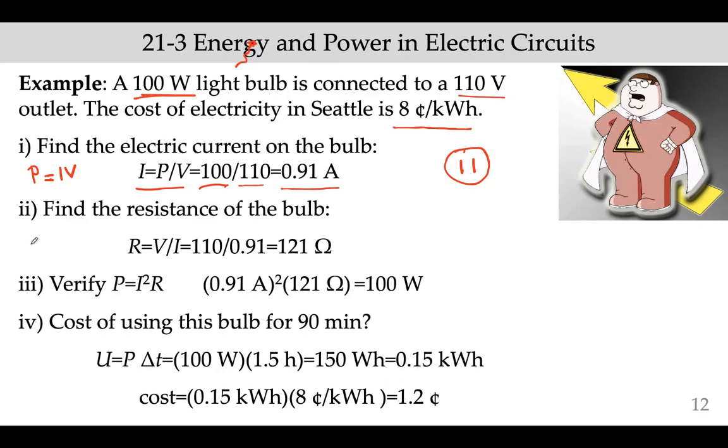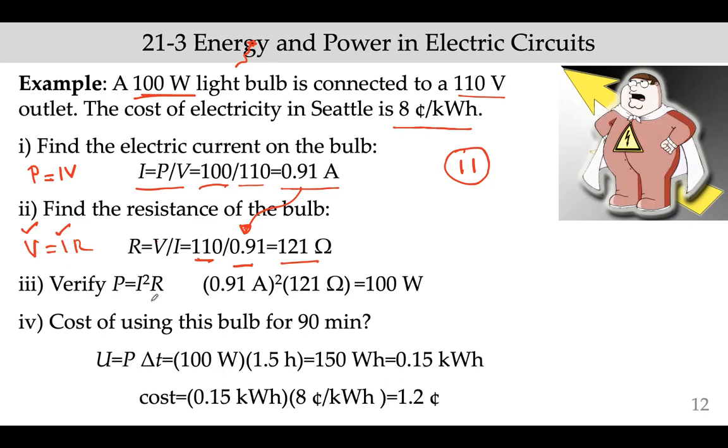Now the second part is find the resistance of the light bulb. You can use Ohm's law, V equals IR. We don't know R, but we know I, the current, and we know the voltage. So divide the voltage, 110, by the current we just calculated. And it turns out the resistance of the light bulb is 121 ohms.